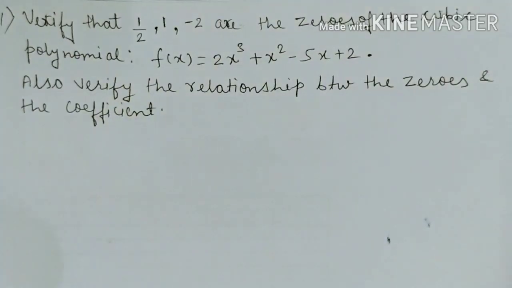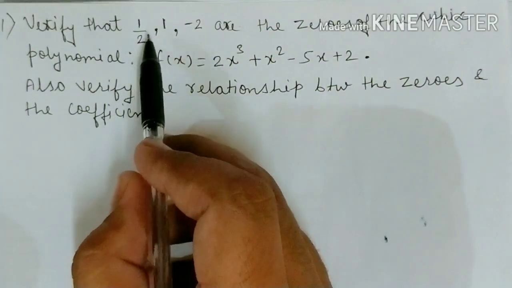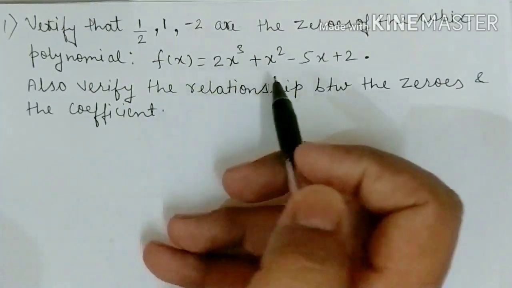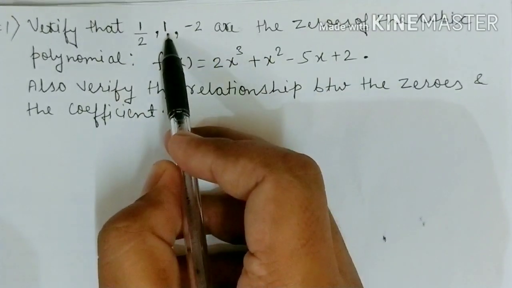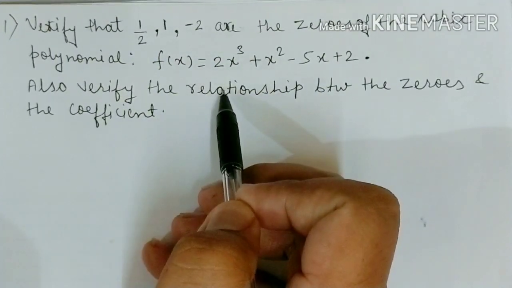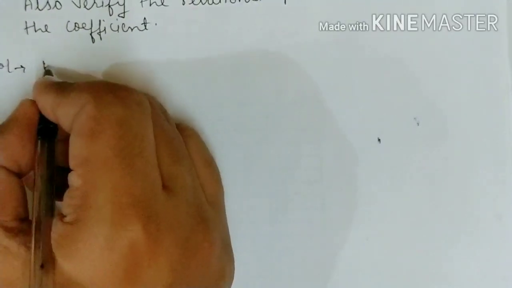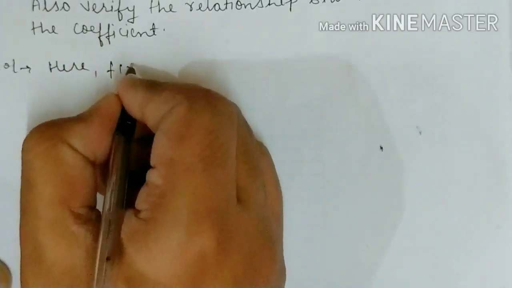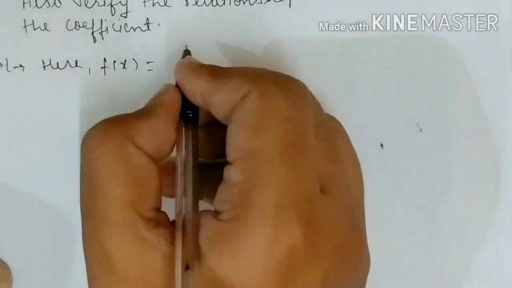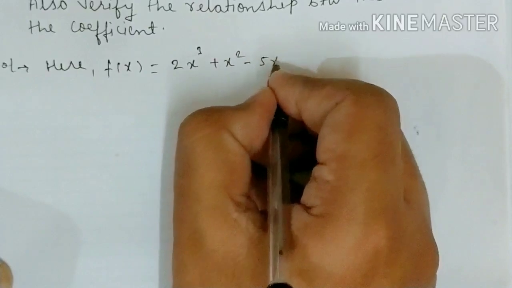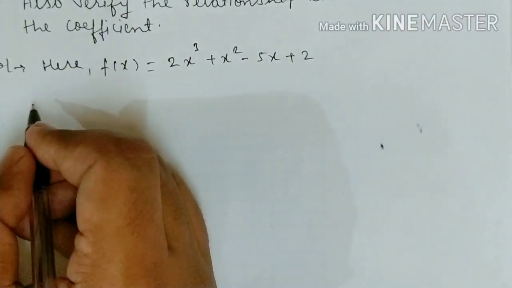So let's start. This is a very basic question. If 1 by 2 is a zero of the polynomial, then f of 1 by 2 will be equal to 0. Simple. If 1 is a zero of the polynomial, f of 1 will be equal to 0. In this way you have to solve. In this type of question, first you have to write the given polynomial. So you will write here f(x) or p(x), which is given as 2x cube plus x square minus 5x plus 2.